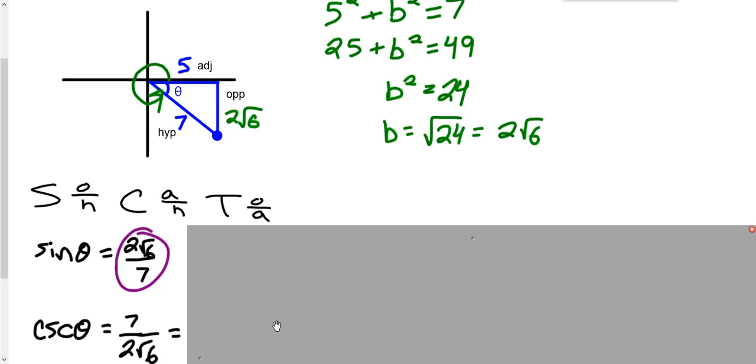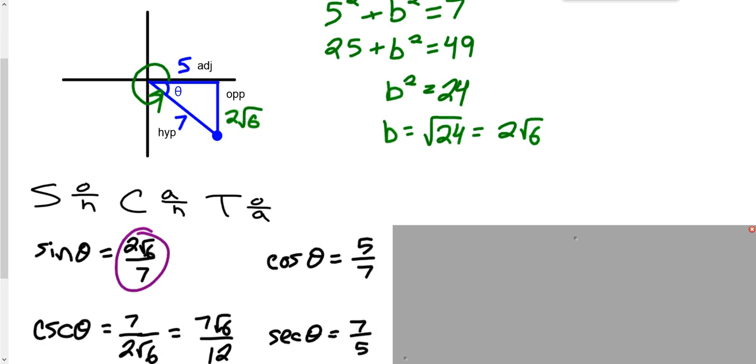And the question didn't ask for you to find the cosecant, but I wanted to share that with you anyway. The cosecant is going to be the reciprocal, 7 over 2 rad 6. But anytime you have a radical in the denominator, you need to simplify that. And we simplify it by multiplying the numerator and denominator by that radical, rad 6. So now we get 7 rad 6 over 12 for cosecant.